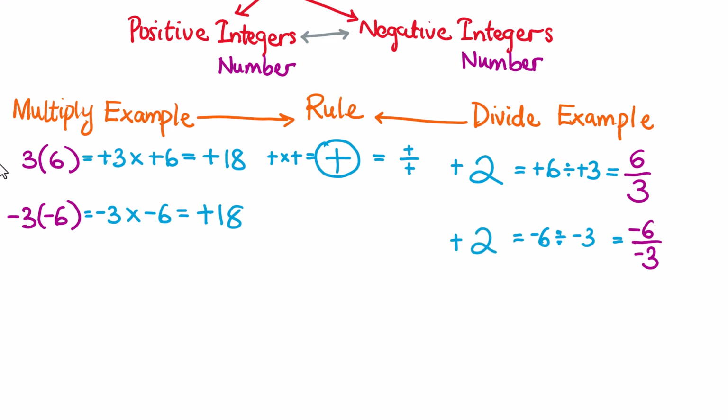Therefore, in conclusion, what we have for multiplication of negative values means that you always get a positive value. Likewise, dividing a negative by a negative also gives you a positive value. In conclusion, what we can create here is that same signs, we get a positive value.